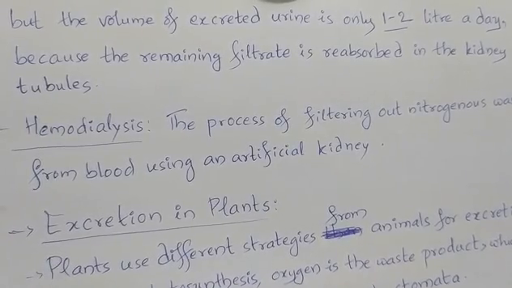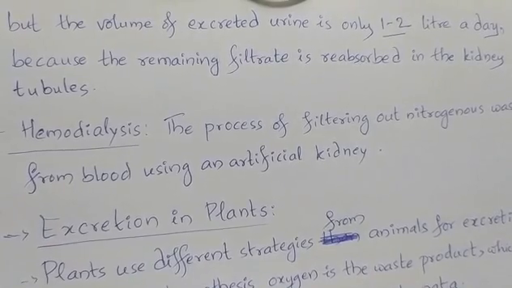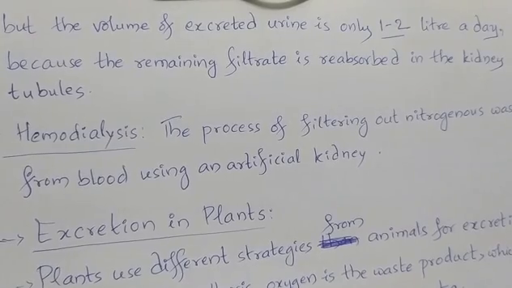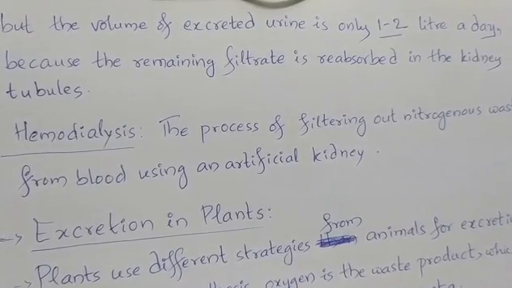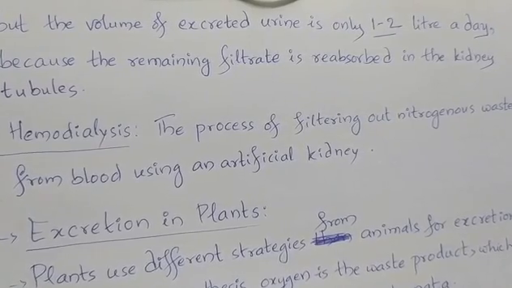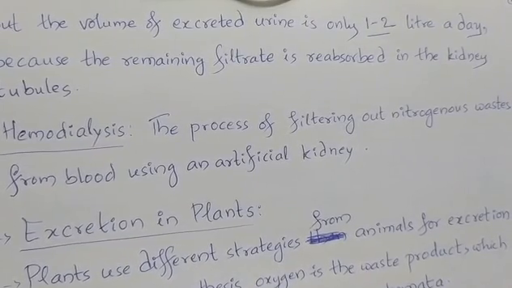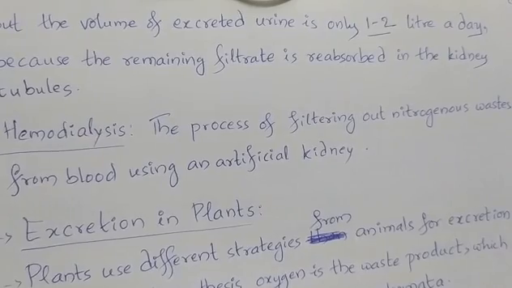But are we excreting out 180 liters of urine per day? No. The volume of excreted urine is only 1 to 2 liters per day. What happens to the remaining volume of that filtrate, which is 180 liters? The remaining filtrate is reabsorbed in the kidney tubules.